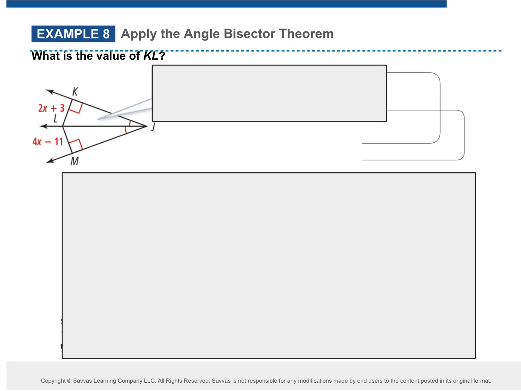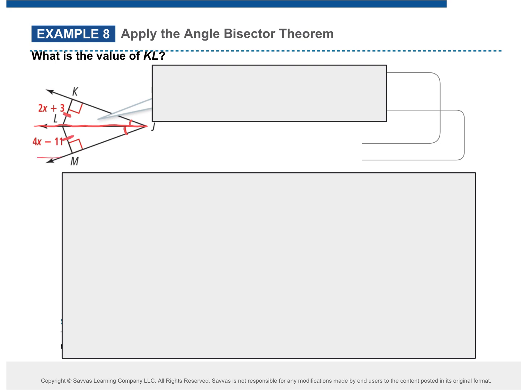All right, real quick, I want to look at this example that I have up here. Okay? Talking about applying the angle bisector theorem. Is this an angle bisector? How do we know? The angles are congruent. So what else can we assume? Right, then we can assume these two lines are congruent.